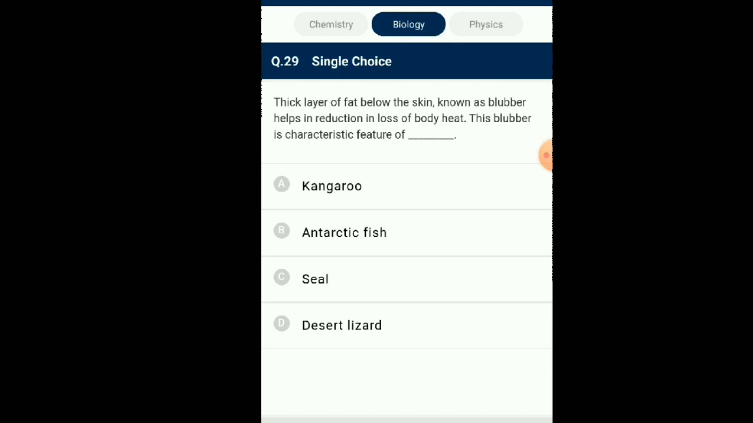Question 29. A thick layer of fat below the skin, known as blubber, helps in reduction of loss of body heat. Blubber is a thick layer of vascularized adipose tissue that covers the entire body of animals such as seals, whales, and walruses. It is an important part of the marine mammals' anatomy. Blubber stores energy, insulates heat, and increases buoyancy. Blubber insulates marine mammals and helps keep them warm in icy waters. So the answer is option C, seal.